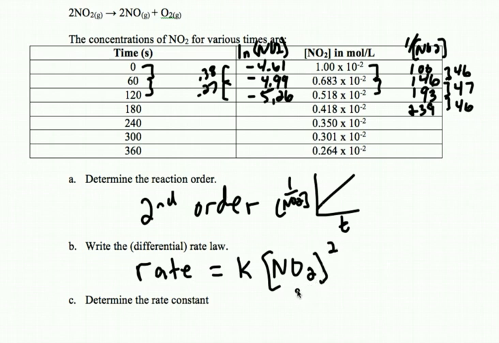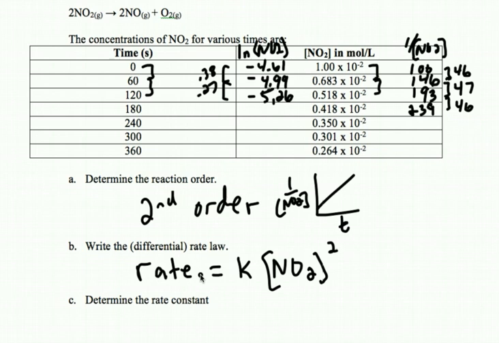In determining the rate constant, however, I cannot use that equation. To determine the rate constant, I'm going to have to use the integrated rate law for a second order reaction. The reason why is because all the data I have here is time and concentration. I don't have rate information to throw in this equation and solve for k. So I'm going to have to use my second order integrated rate law to figure that out.